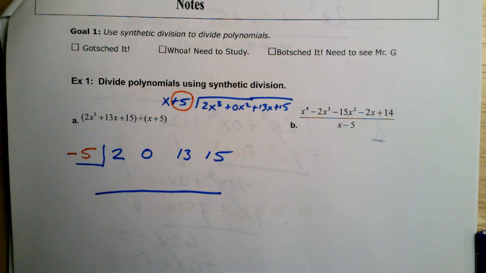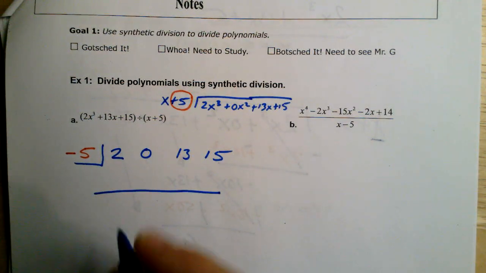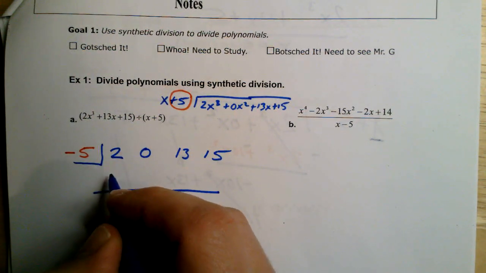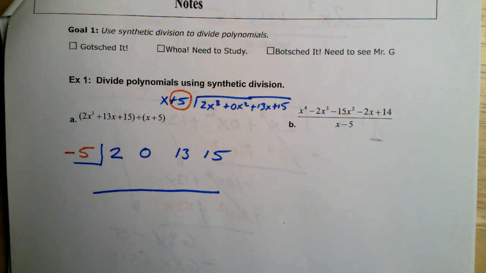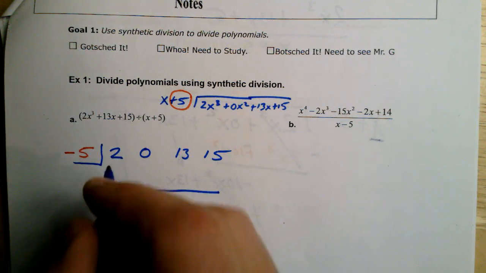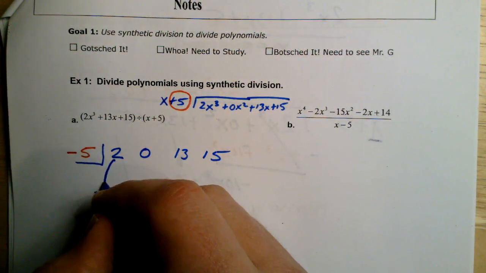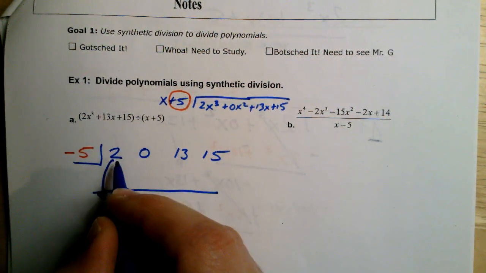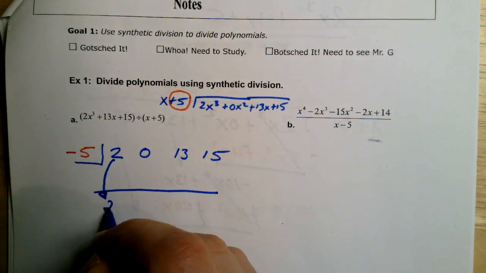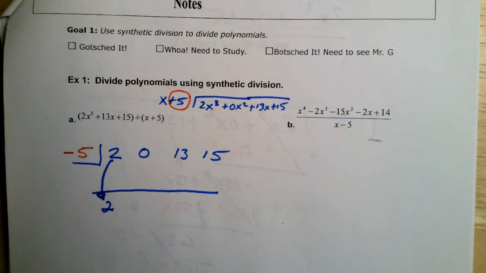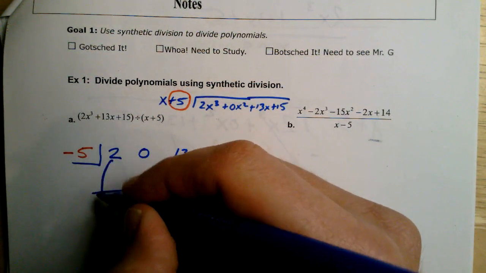Okay? All right. Now, we got to get this thing started. We got to jump start this thing. So it's like a car that's battery's dead. We got to get it jump started. So we're going to drop it like it's hot. We're going to jump this guy over. This guy comes down, and we write 2 right there. Now, we multiply.